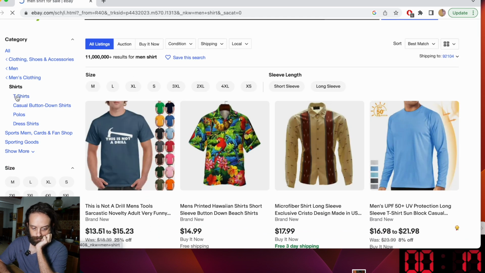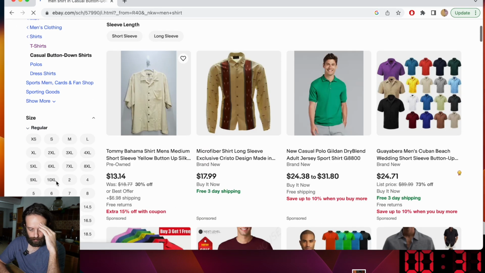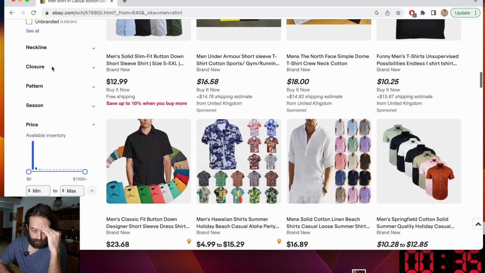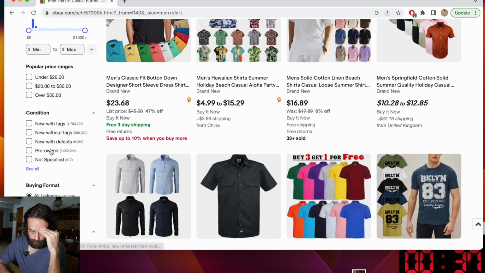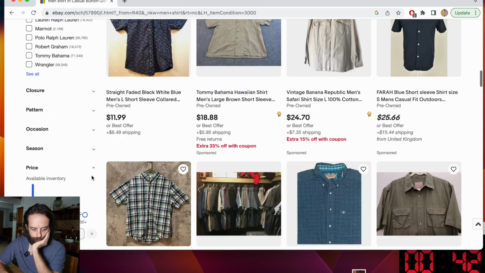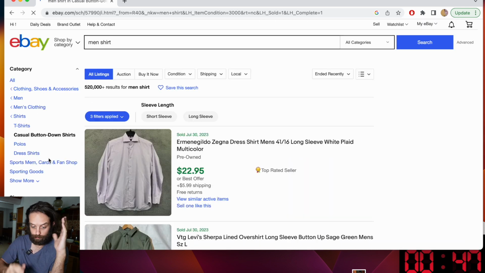And I don't even have that good of an internet connection here. Pre-owned condition, all of it also. Let's do pre-owned. Man, I am just lightning fast here. And we're going to sort by solds. And this is brands that I'm not familiar with personally.